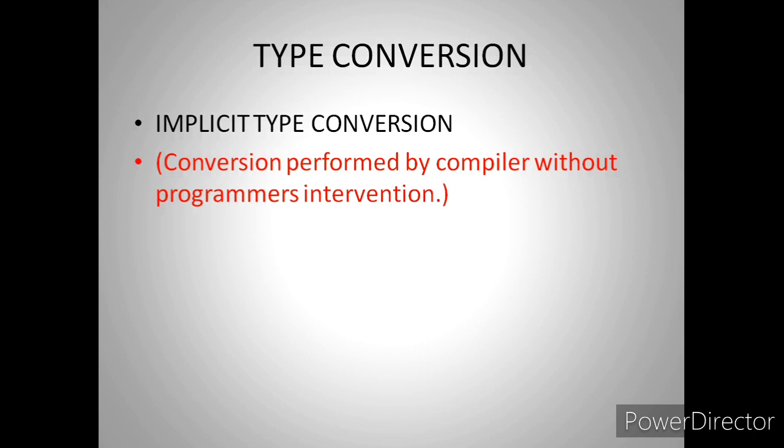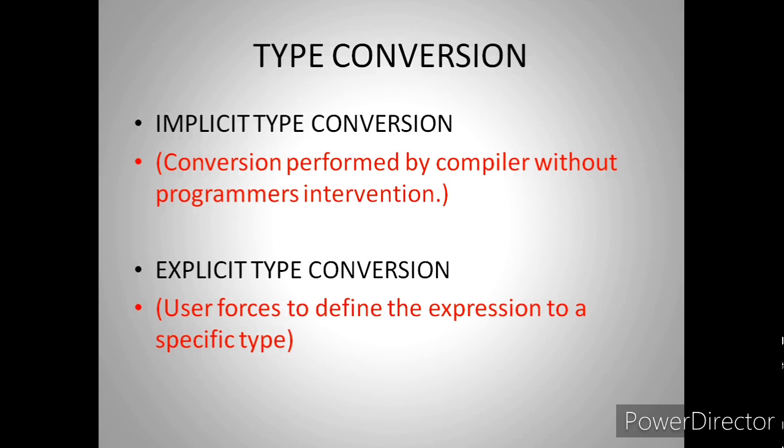I have written compiler over here, but it will be an interpreter. We are saying compiler also because the code is being compiled. That's why the word compiler is written over here, but actually the interpreter is being used in our Python programming language. So implicit type conversion is the conversion which is performed without the programmer.